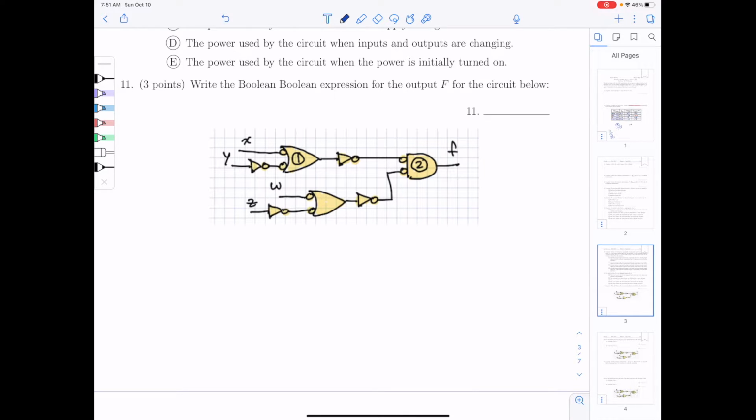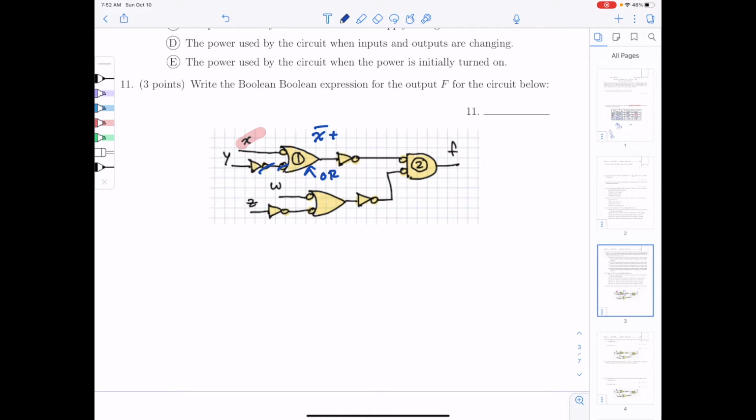Okay, so my thought process on this is that when you take the input to every gate, you look at what happens with the bubbles. So when I take X, I hit the bubble, so I know on the output side there's going to be an X bar, and then with Y, the bubbles cancel, and so the shape of the gate is OR.